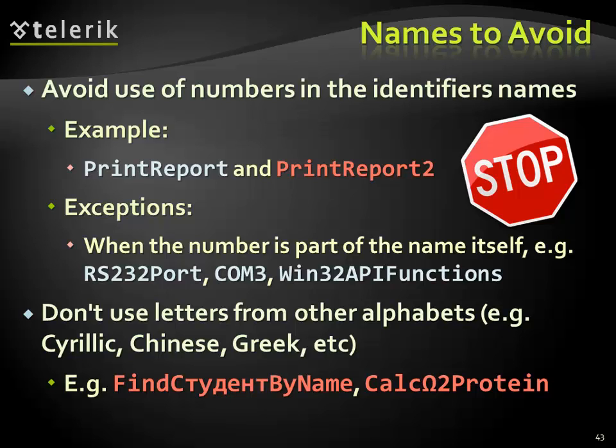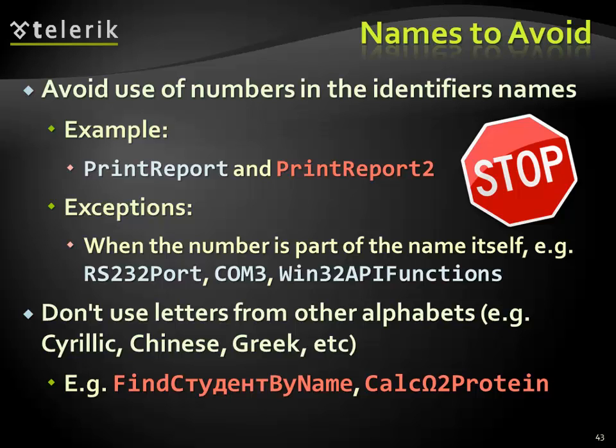Exceptions from that, there are exceptions of course, are when the number is part of the name itself. Like, for example, RS233 port is the name of the port, or COM3 port is again the name of the COM port, so that clearly identifies a specific COM port, and it can't be named in a much different way. It has to contain 3. Win32 API functions is again a name of the API, so we should just use it the way it is.